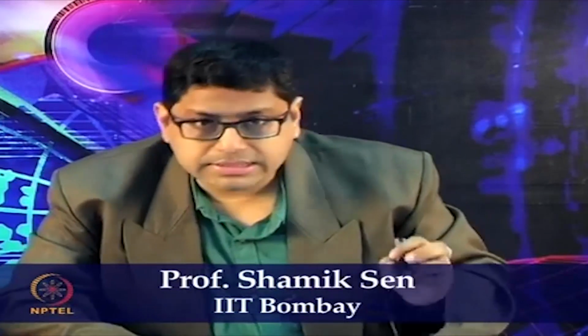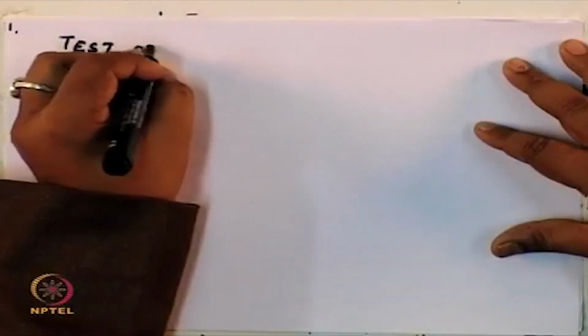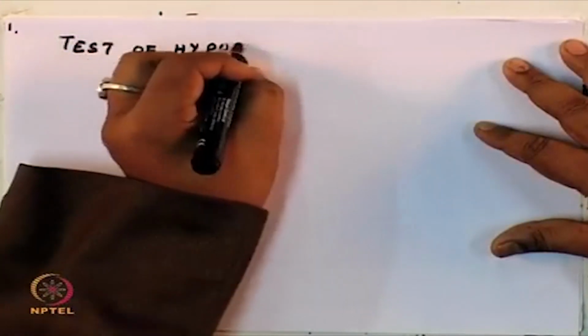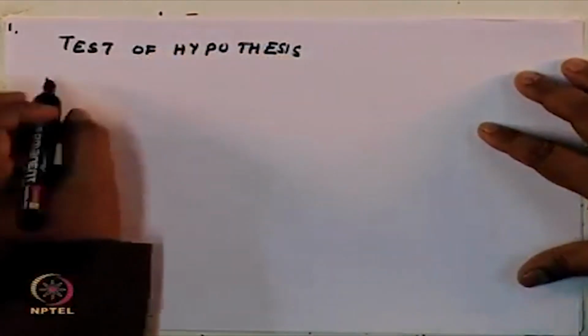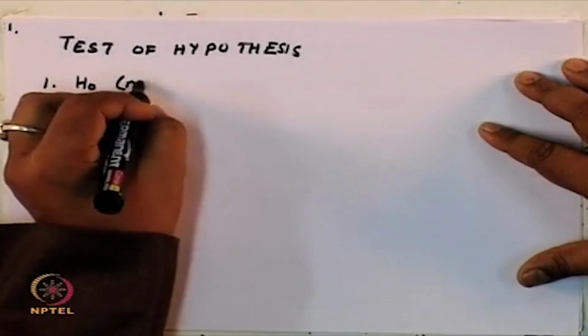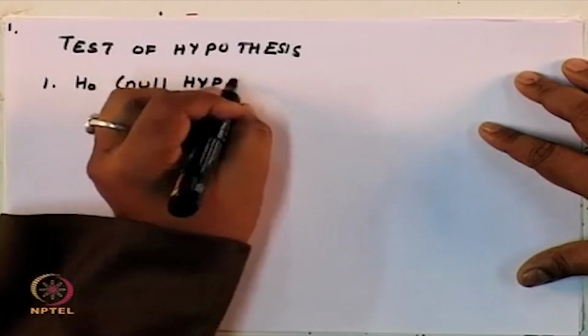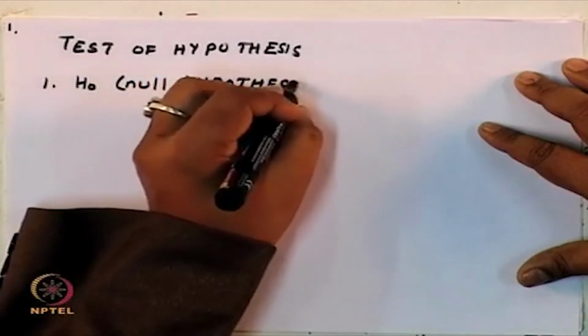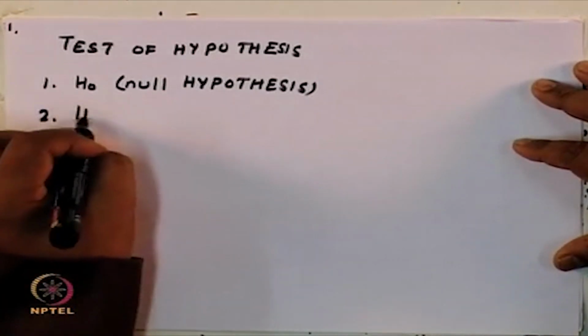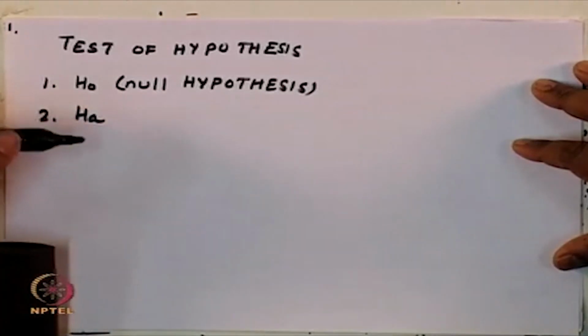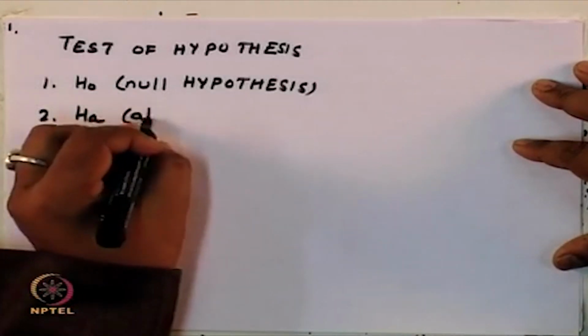So, in testing of hypothesis, as we had concluded in the last class, there are 5 components of a test of hypothesis. One is your H naught, or null hypothesis, which assumes the null hypothesis is true. You have the alternate hypothesis, which contradicts H naught. This is called the alternate hypothesis.